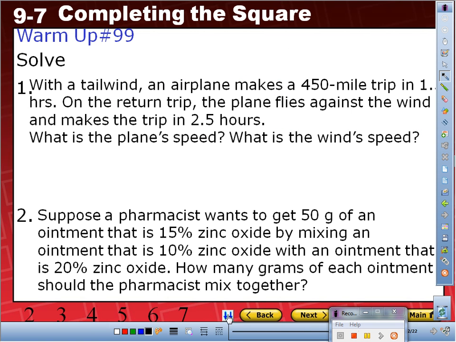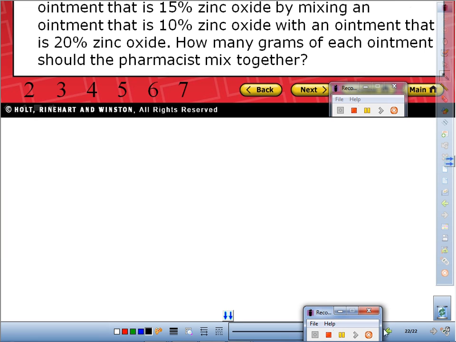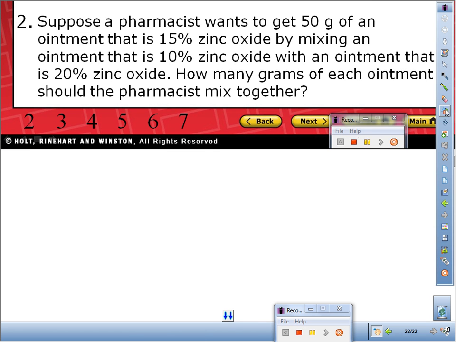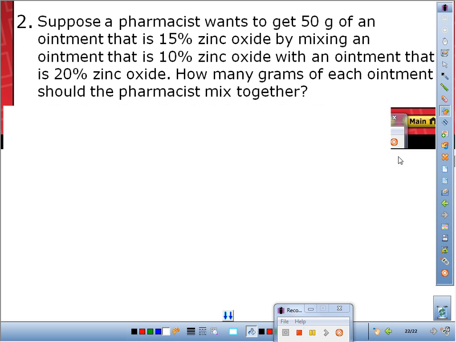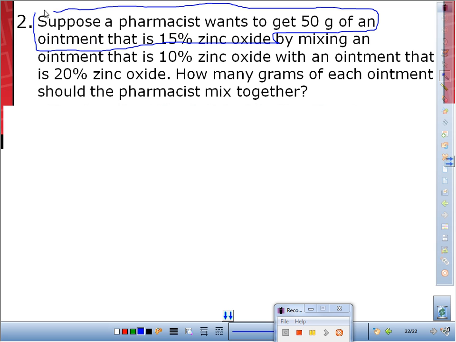For that one, suppose the pharmacist wants to get 50 grams of an ointment of 15% zinc. So what is the total that he wants to get? 15%, and the ointment makes 50 grams. Okay? However, what is he going to mix? 10% zinc with 20% zinc.